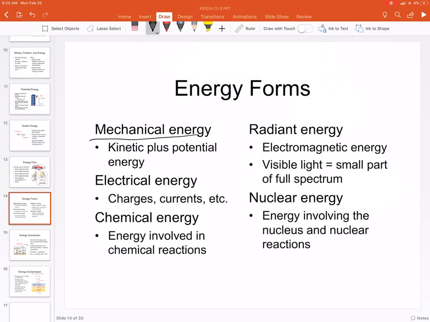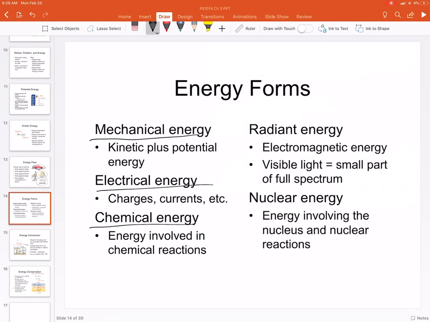You've got mechanical energy. This is what we've been talking about with kinetic energy and potential energy. We'll talk a little bit about that some more here in a minute. We've also got electrical energy. We don't get into electricity in this class, but when you start talking about charges and currents and things that are happening inside those wires, that is a lot of energy inside of there.